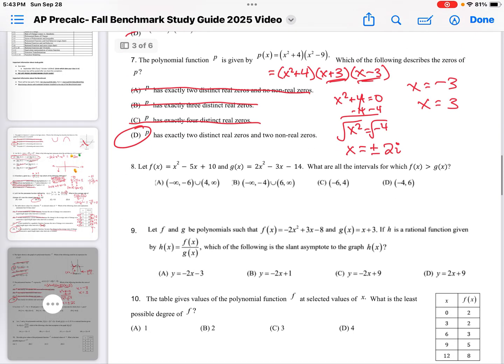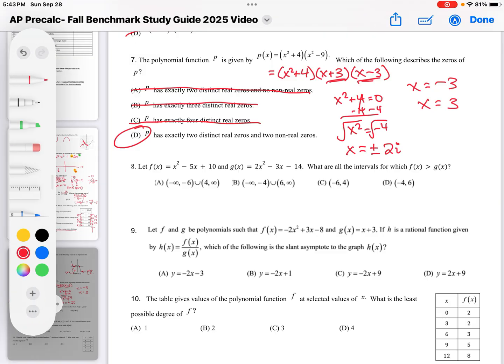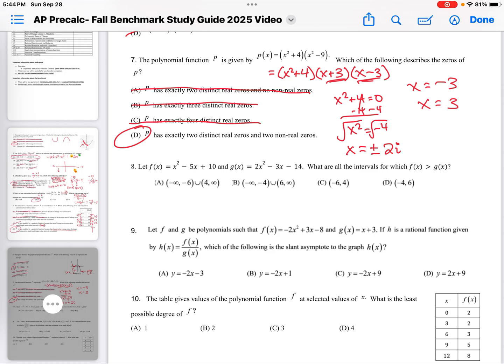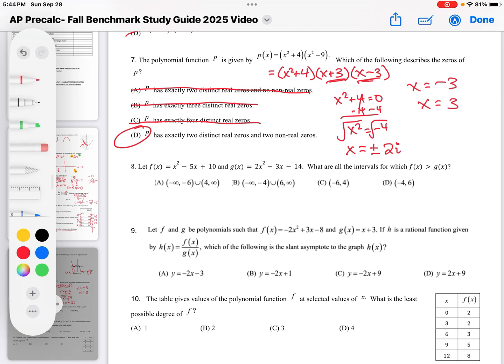All right, next one here. We're given f of x equals this function, x squared minus 5x plus 10. G of x equals 2x squared minus 3x minus 14. And we want to know, when is f of x greater than g of x? All right, I'm going to anticipate needing a little bit more room. So I'm going to erase this stuff I did up here just to give myself a little more room.